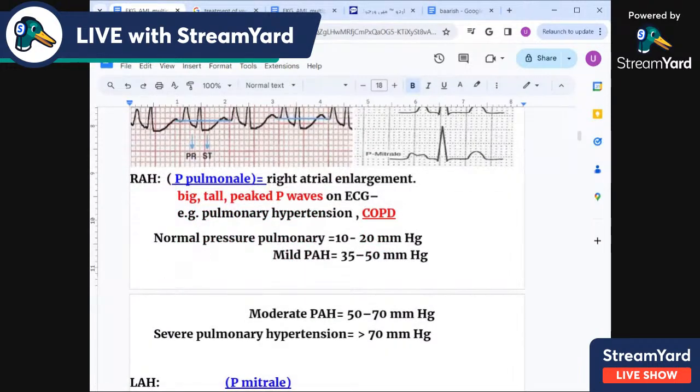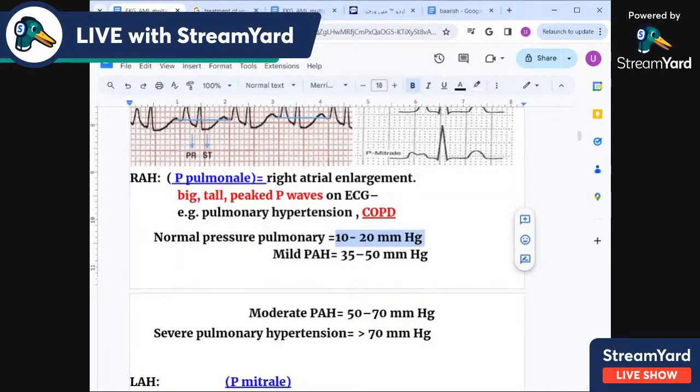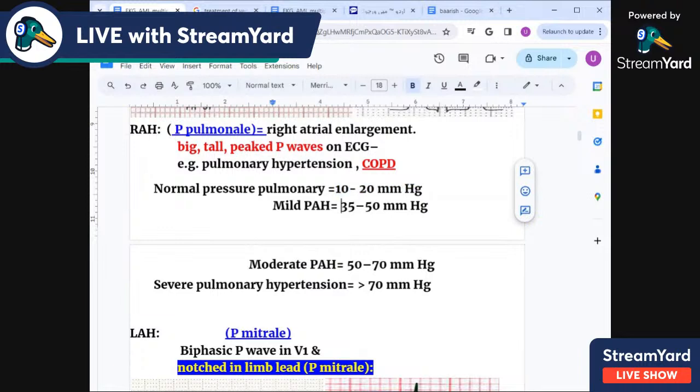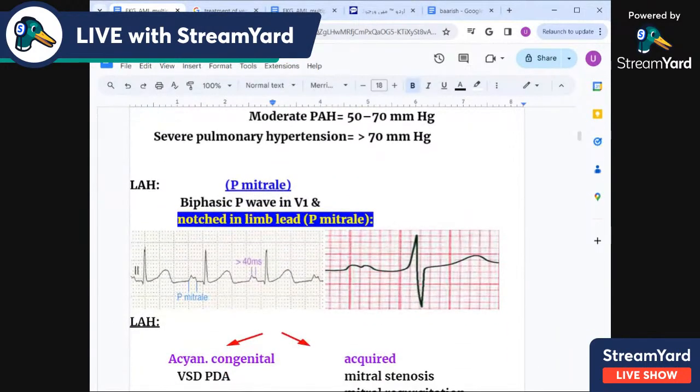And it also occurs in pulmonary hypertension and other COPDs, chronic obstructive pulmonary diseases. So what's the normal pressure in pulmonary hypertension? Normal pulmonary pressure is 10 to 20 millivolts. But mild pulmonary hypertension is 35 to 60 millivolts. And moderate pulmonary hypertension is 70, and more than 70 is severe pulmonary hypertension.